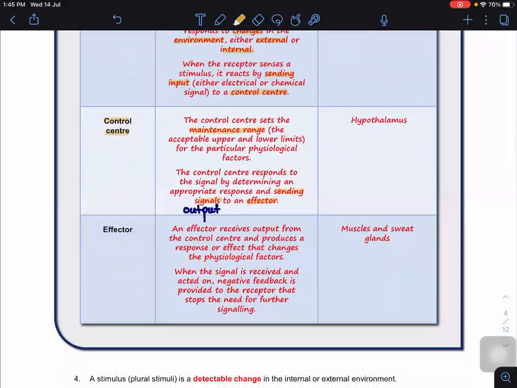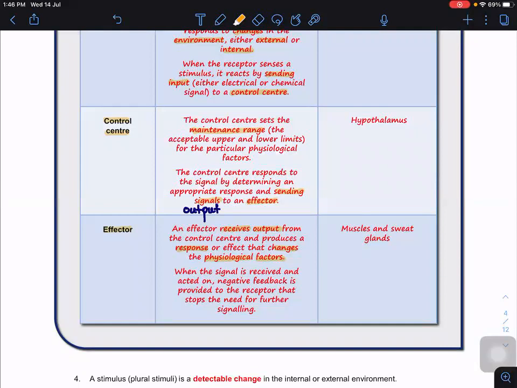And the last one, we look at the effector. So the effector is the one that receives the output from the control center and produces the response or responses to change the physiological factor. So these have the ability to actually change the physiological factor. For example, let's say body temperature is too high, then our muscles or our glands, sweat glands, release the sweat. So when the sweat glands release the sweat, then what will happen? Cooling effect, bringing down our body temperature. So for example, our muscles and also our sweat glands.